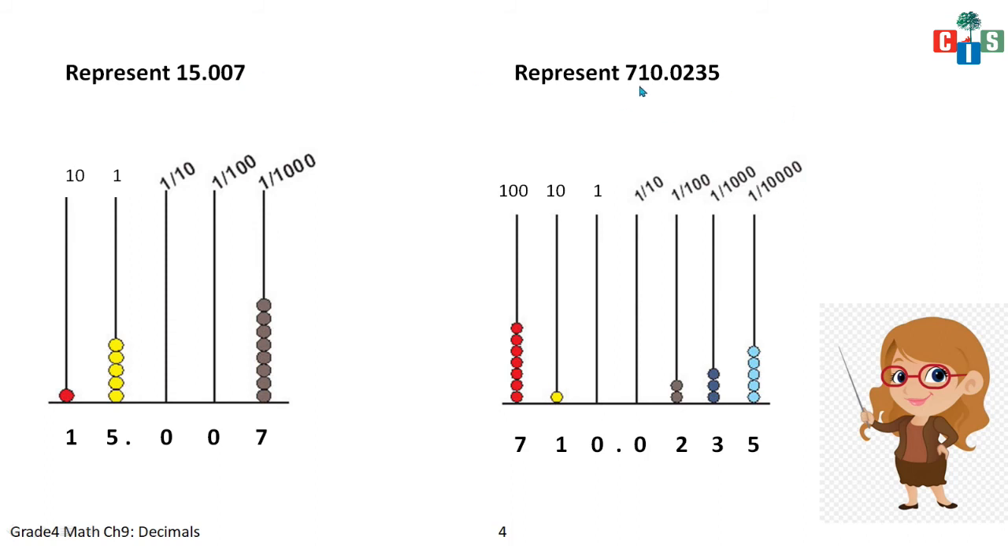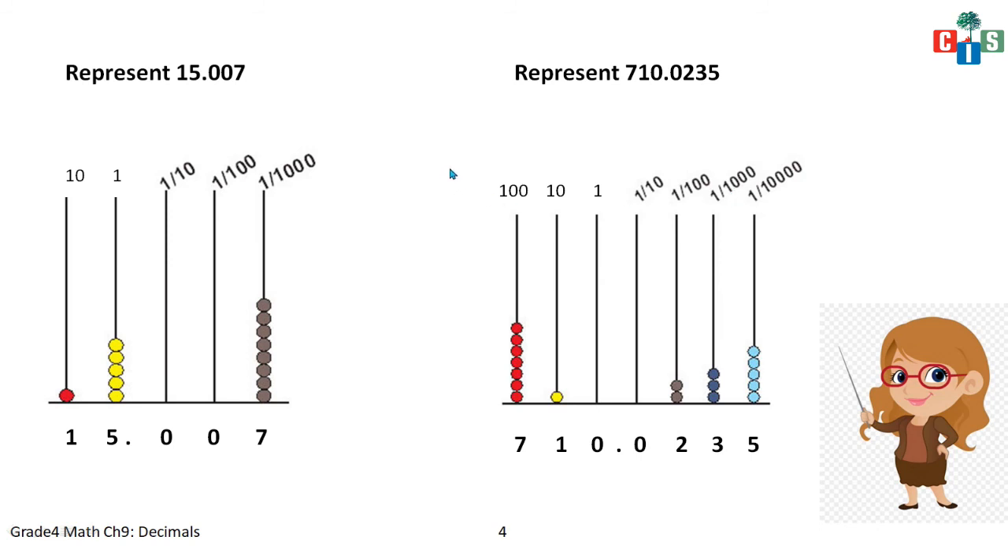Clear? Now let's represent 710.0235. So in the ones place there is no ball. In the tens place it's 1, so we will have 1 ball. Here it's 7, so we will have 7 balls. And then the decimal point, then 10th, 100th, 1000th and 10,000th. So here in the 10th place is 0. So here we will have no ball after the decimal point. Here it's 2, so we'll have 2 balls, and here it's 3 balls, and here it's 5, so 5 balls. So the main thing is after the decimal point, the place values are 10th, 100th, 1000th.